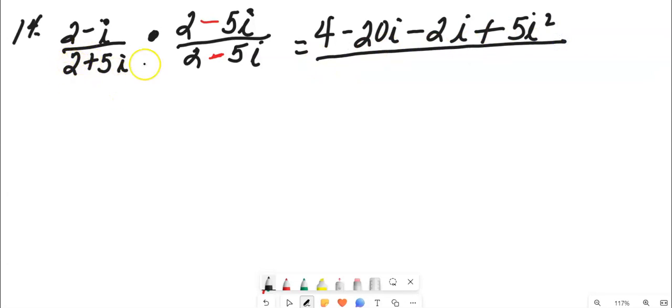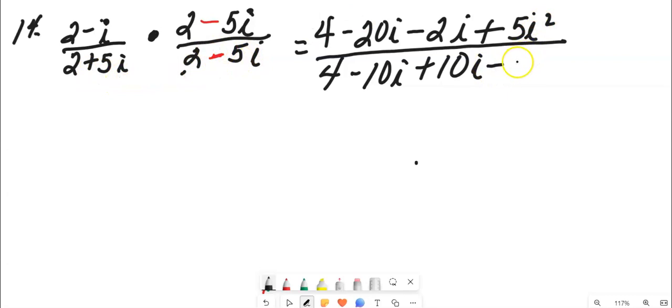Now we're going to go to this. We have 2 times 2, which is 4. We have 2 times minus 5i, which gives us a negative 10i. Here we have the same thing, but it's 5i times 2, so now we got a plus 10i. And now we have a 5i and a minus 5i. That's opposite signs, so we end up with a negative. 5 times 5 is 25, and we have 1, 2 i's, so that's i squared. Now, if you notice at the bottom here, this and this zero out.